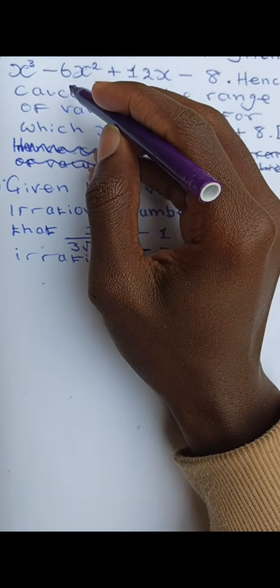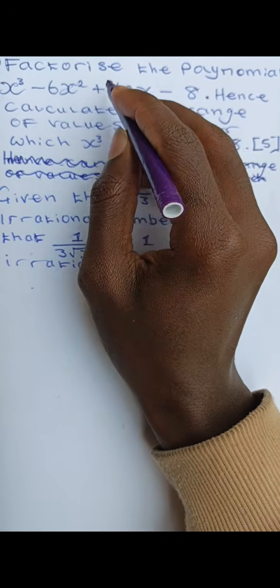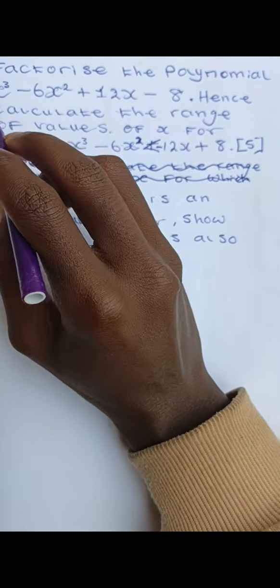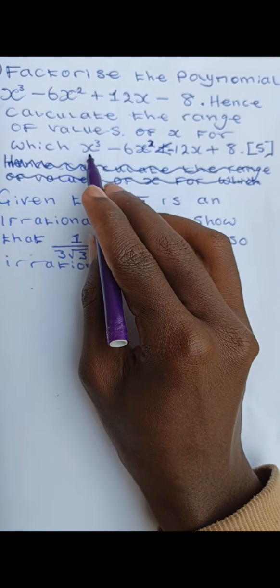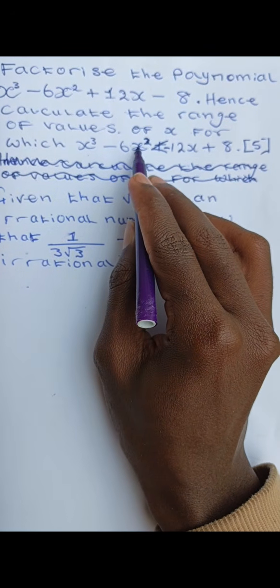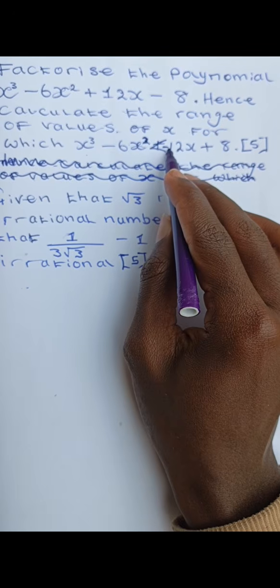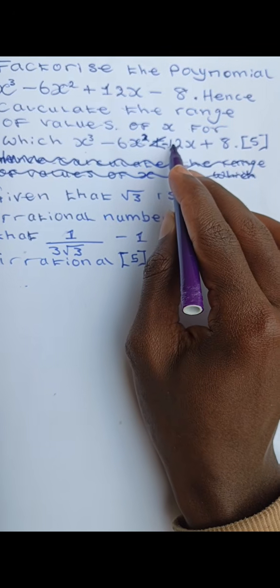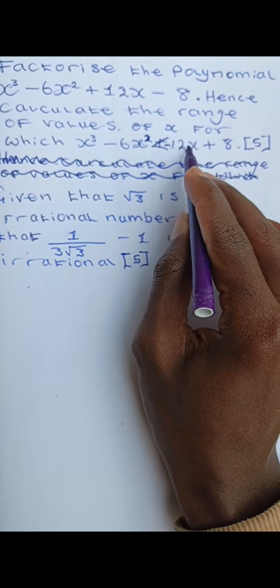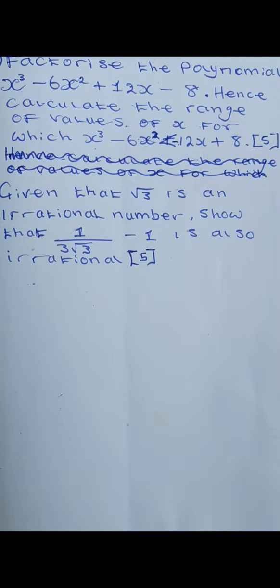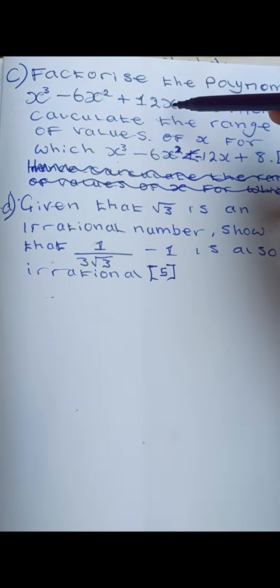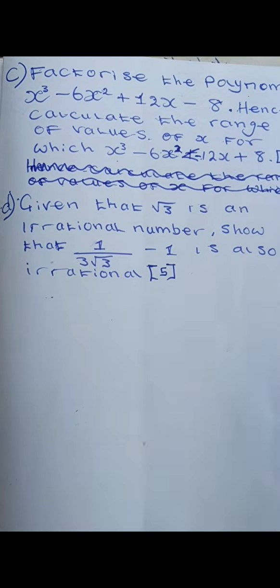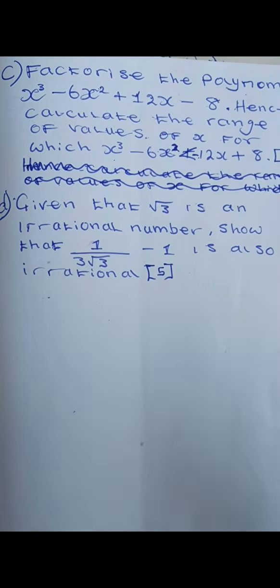So let's proceed. All right, so question C, they are saying factorize the polynomial, this polynomial. Hence calculate the range of values of x for which x power 2 minus 6x power 2 less than -12x plus 8. So this question is having 2 parts. The first part is just this, by just finding the factors. The second part is finding the range of values.